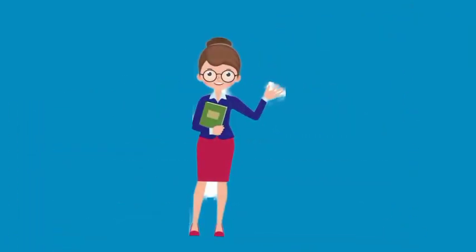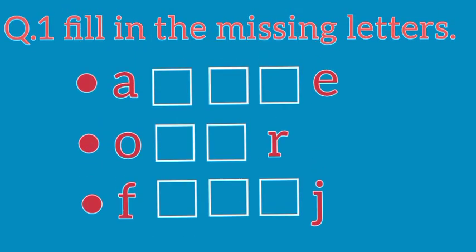Now, boys, there is a worksheet for you in which there are some questions. So, the first question is, we have to fill in the missing letters. The first one, A is given, then there are 3 boxes and the letter which is given is E. So, which letter comes after A? Yes, B. After B, C and then D. So, A, B, C, D, E.